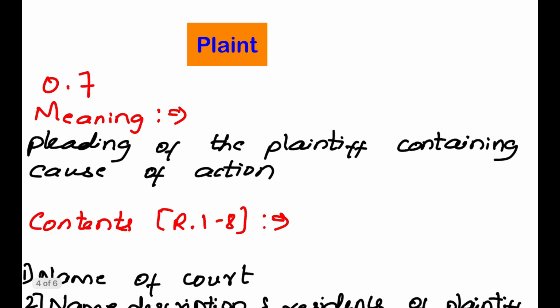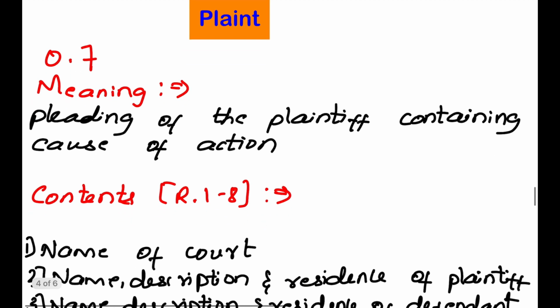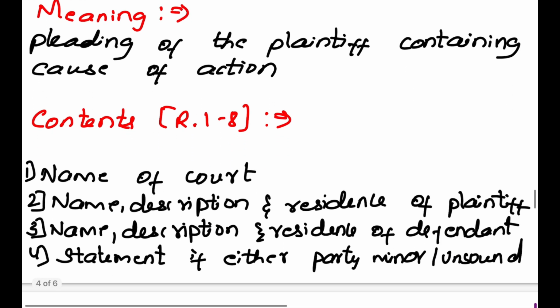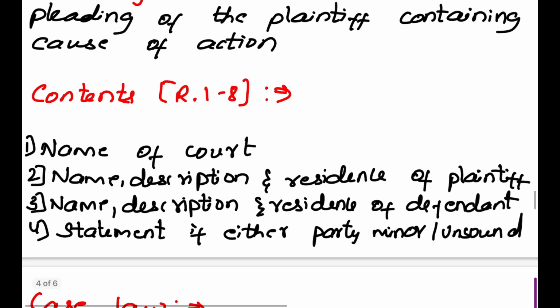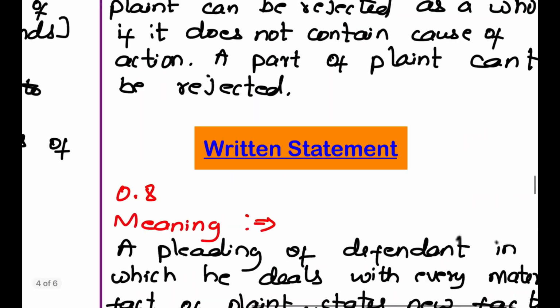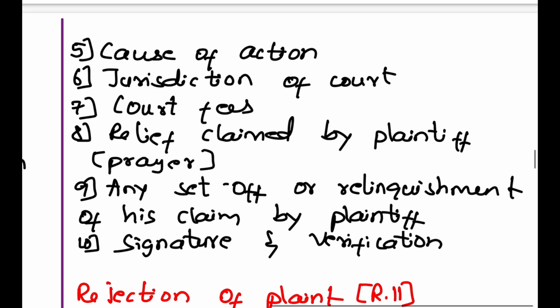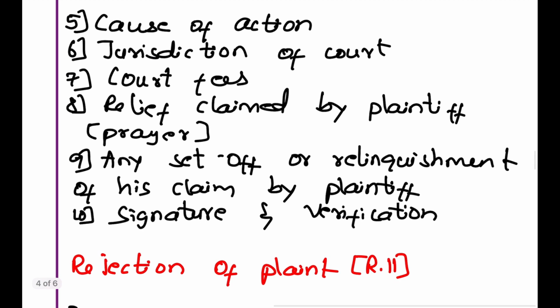The next important concept is plaint. It is contained under Order 7. What is the meaning of plaint? Pleading of the plaintiff containing a cause of action. Contents, Rule 1 to 8. It contains a cause title, name of the court. Then it contains the details of the parties, details of plaintiff and details of defendant. Then a statement if either party is a minor or of unsound mind. Then it contains a cause of action, jurisdiction of court, then court fees and prayer, then any set-off or relinquishment of his claim by the plaintiff, and signature and verification.